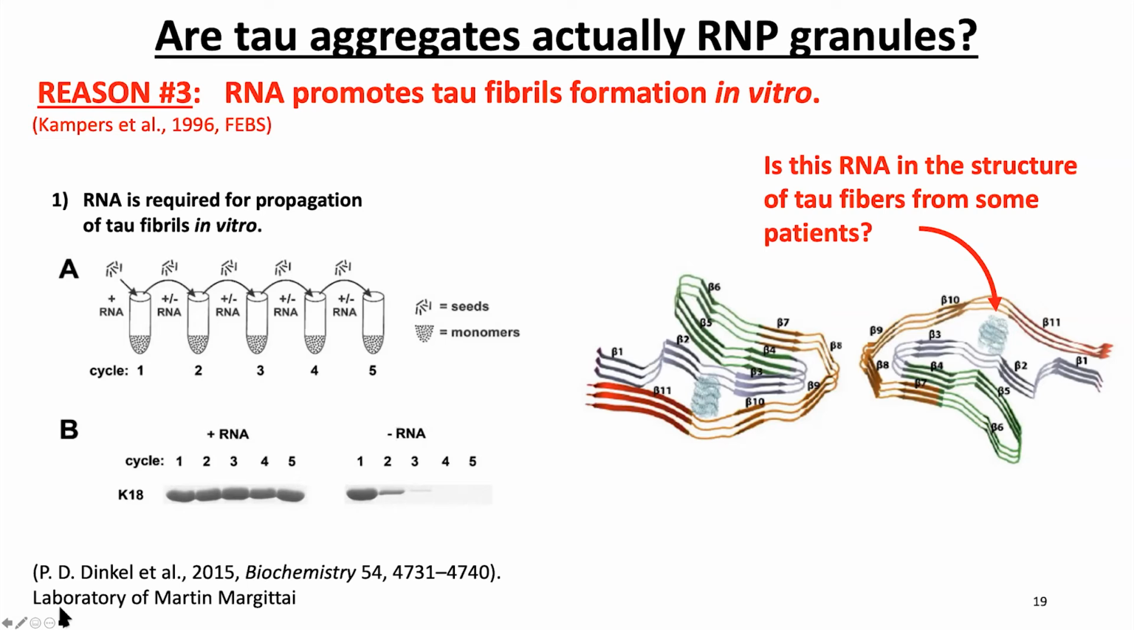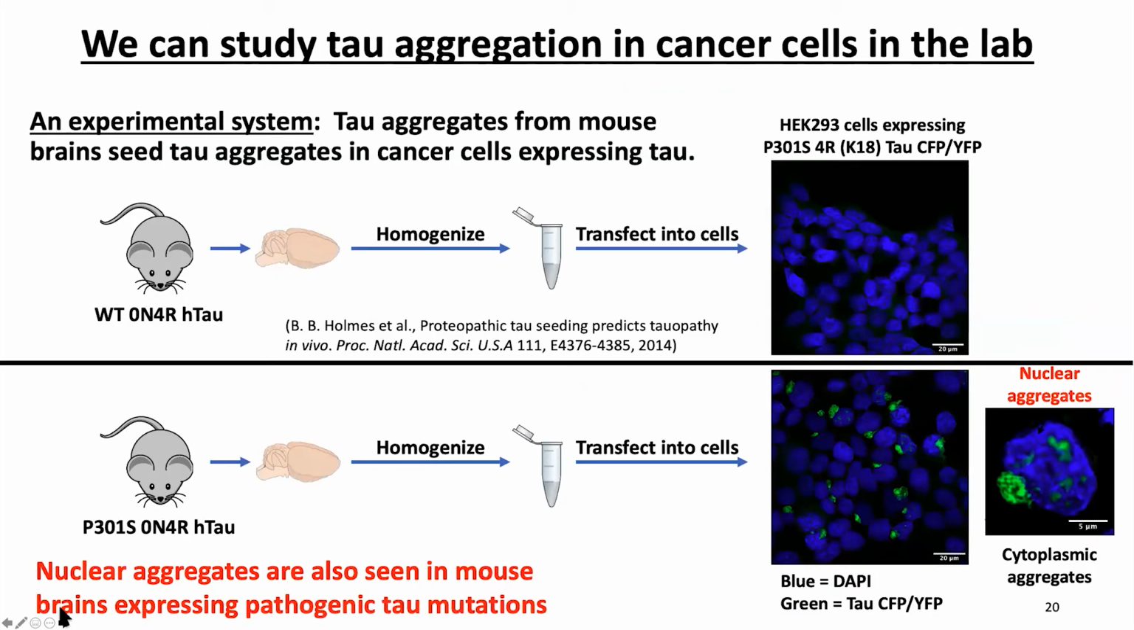And so how do we go about this? You can't obviously study this in people. That's too intrusive. But we can study this even in cancer cells that we can grow in the lab. And this is kind of the system we often use. We take a cancer cell line called HEK293 cells, and in that cell line, they express the tau protein, tagged with a fluorescent protein. And so that allows you to see tau when it forms these aggregates.